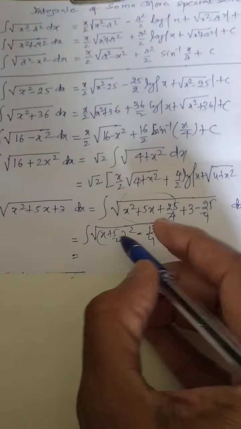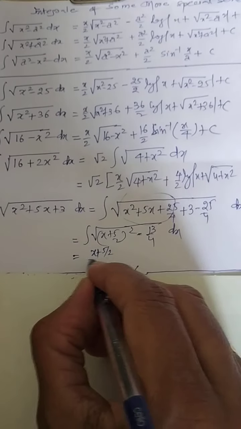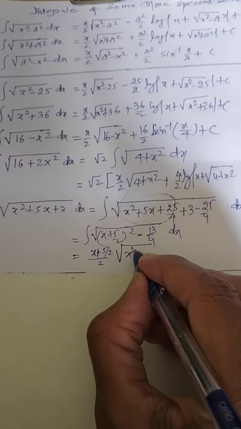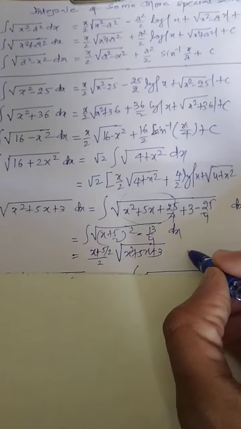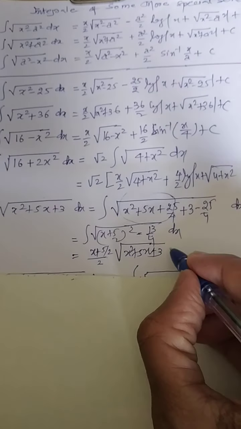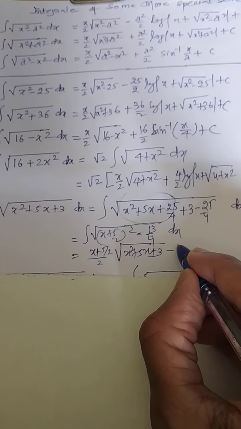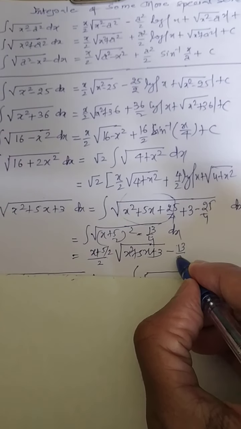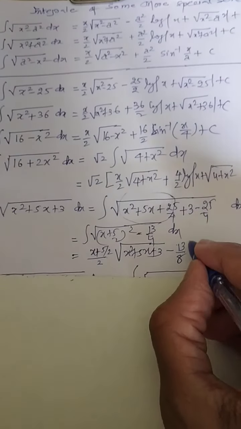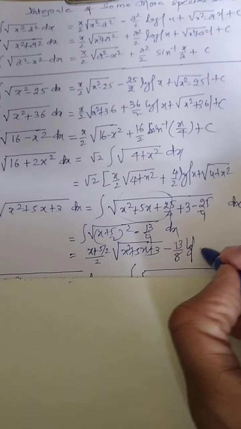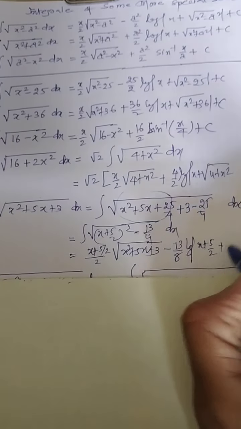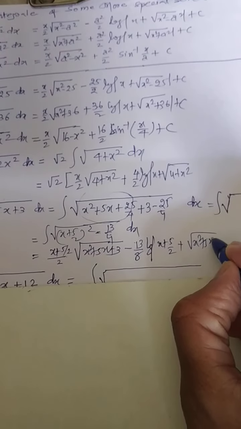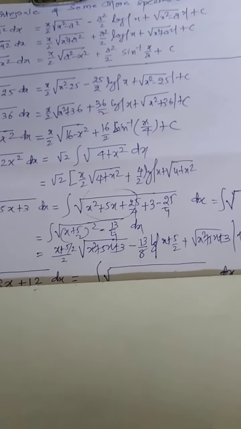So x by 2, now here x plus 5 by 2 the whole by 2, times the square root of the question. This expression is the same as x square plus 5x plus 3. This simplification is the same. Now in the formula, minus a square by 2, so 13 by 8. Now log of x plus, no, now it is not x plus, it is x plus 5 by 2 plus root under the entire expression x square plus 5x plus 3. So this is the change. We are going on the same line.